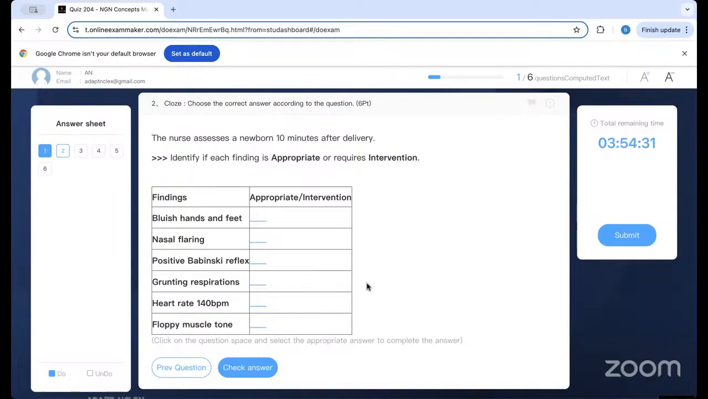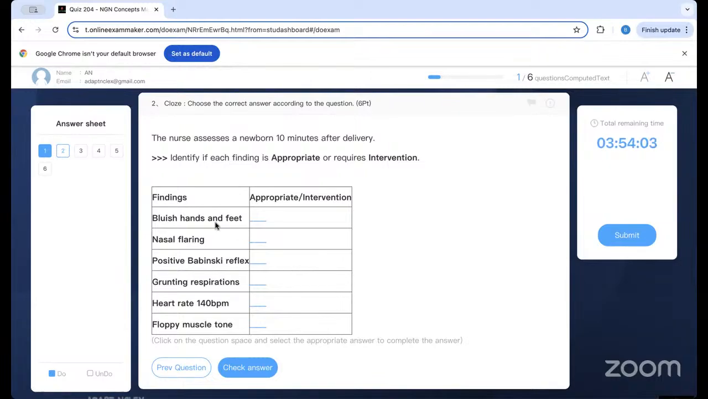If you see a heart rate of 140 in a 10-minute-old baby, should you be worried about it? Is it appropriate or does it require an intervention? And a floppy muscle tone, should it concern you? Forget about the table. Like I said, this is designed for Next Generation NCLEX. You're supposed to see these in the case study, but treat them like a select or apply and ignore them.